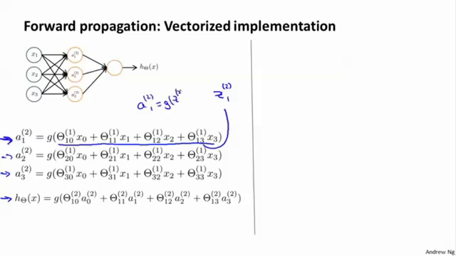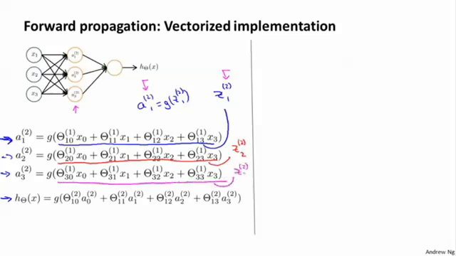And by the way, the superscript 2 in parentheses means that these are values associated with layer 2, that is, with the hidden layer in the neural network. Now, this term here, I'm going to similarly define as z2_2, and finally this last term that I'm underlining, let me define that as z2_3, so that similarly we have a2_3 equals g of z2_3.